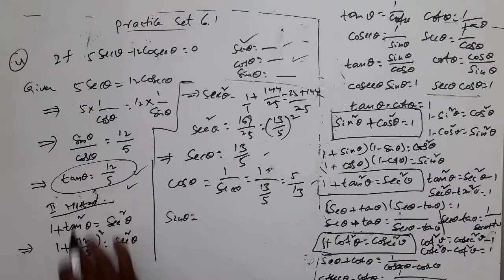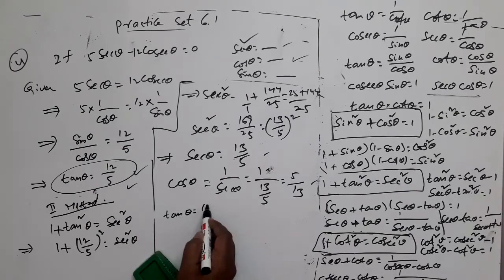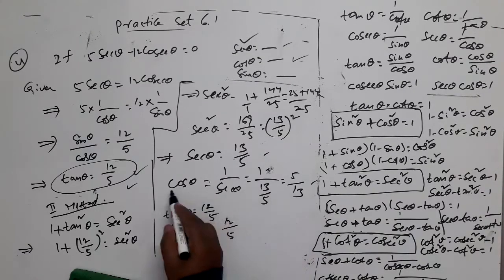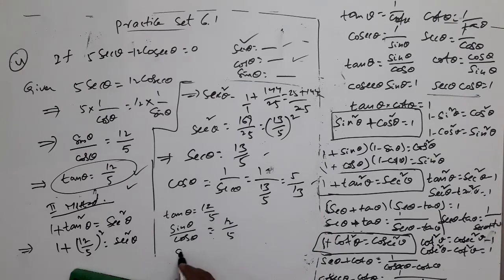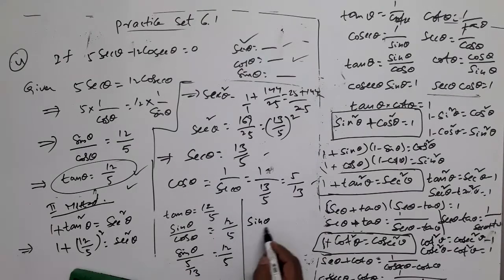Yes, I can start at tan theta. Tan theta is 12 by 5, right? But tan theta can be written as sin theta by cos theta. That is 12 by 5. But just now we have found the value of cos theta. I am substituting that. Cos theta is 5 by 13. So in the place of cos theta, I have substituted the value here. That's all. Simplify. Sin theta by 5 by 13.